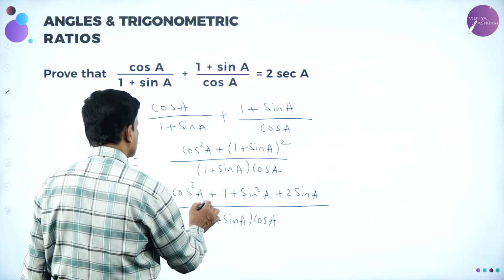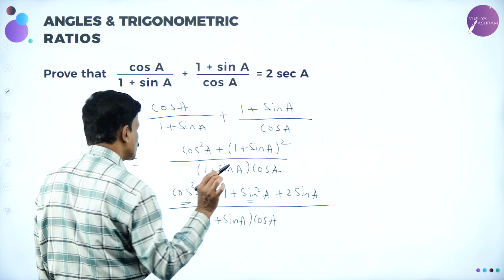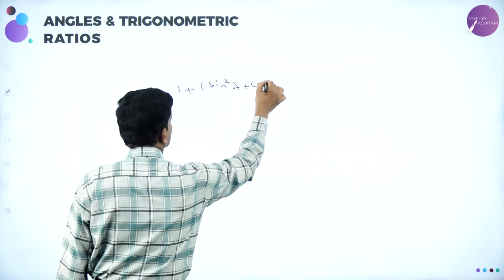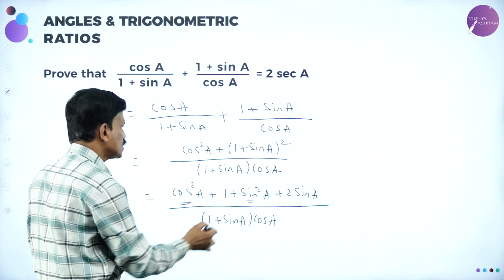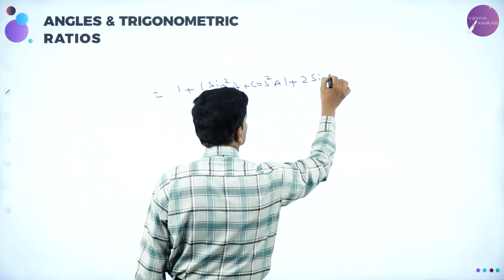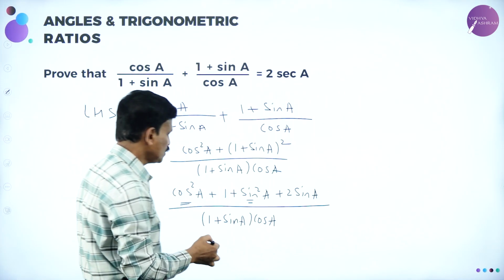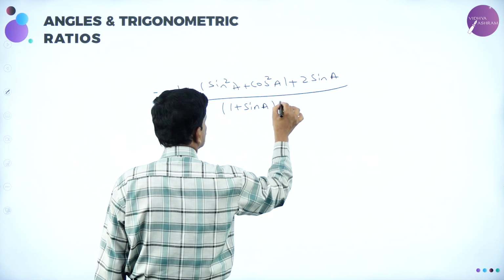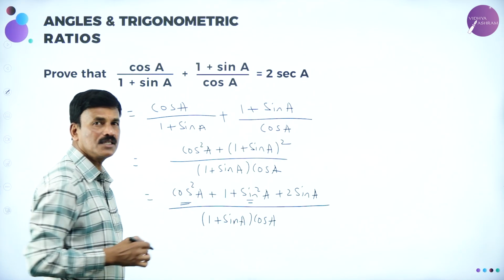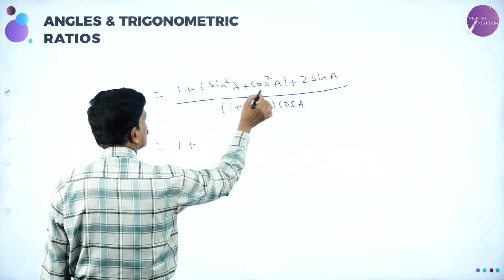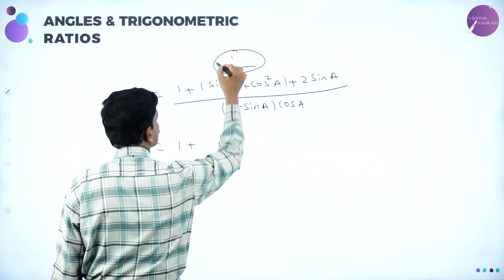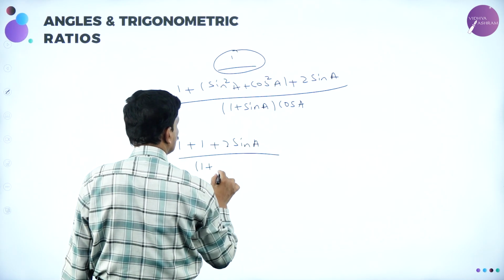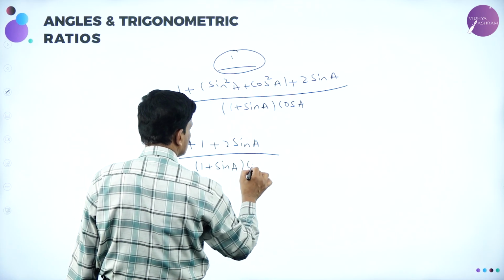Now, here let us group this. This cos square plus sin square, make it as one group. So, this can be written as 1 plus (sin square A plus cos square A, one group) plus what is left over, 2 sin A, divided by, in the denominator as it is, don't change, 1 plus sin A into cos A. So, numerator 1 plus, what is sin square plus cos square? That is equal to 1. Sin square plus cos square is 1, plus 2 sin A, divided by 1 plus sin A into cos A.